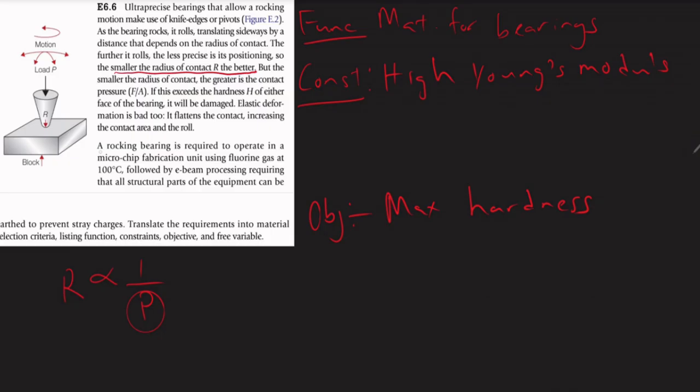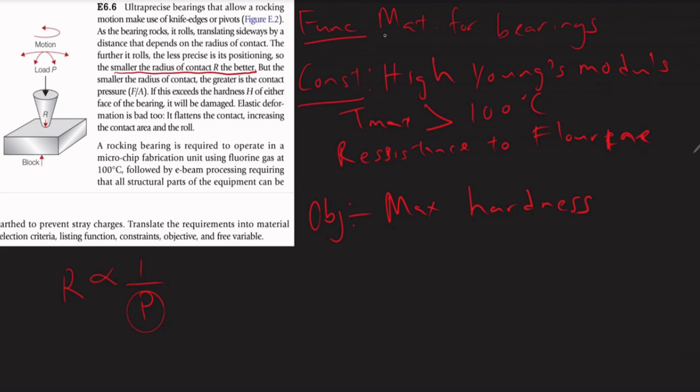If you continue reading, it says a rocking bearing is required to operate in microchip fabrication using fluorine gas at 100 degrees C. So the maximum surface temperature, T max, has to be greater than 100 degrees C. That's another one. And it's working in a fluorine gas environment, so the material has to be resistant to fluorine gas.